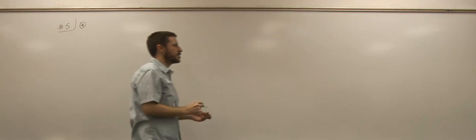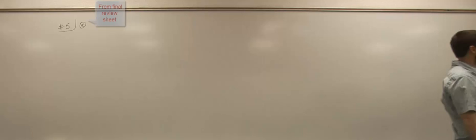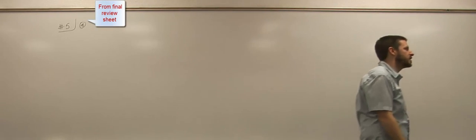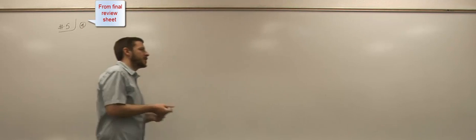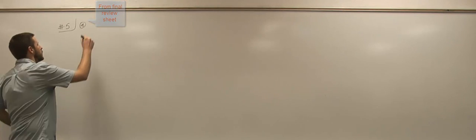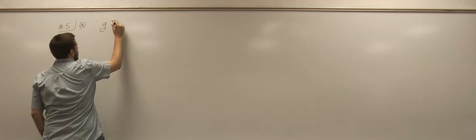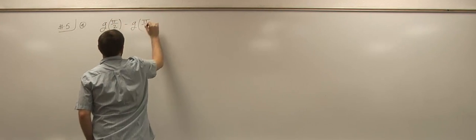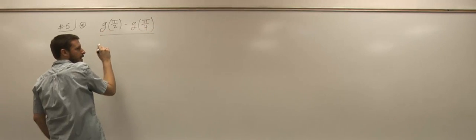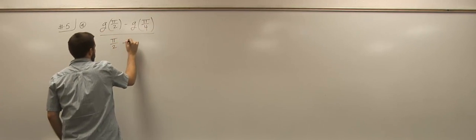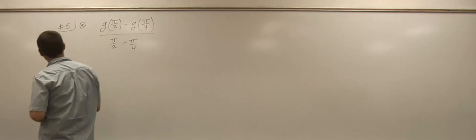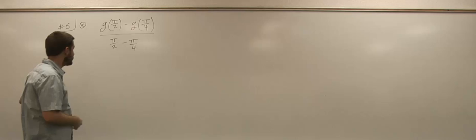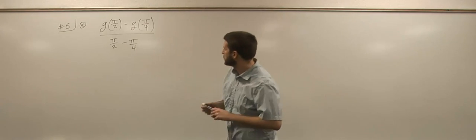So I give you a bunch of functions. f of x equals 4 sine x, g of x equals cos 4x, and h of x equals tangent inverse of x. And I want you to calculate g of pi over 2 minus g of pi over 4, divided by pi over 2 minus pi over 4. So how do we do this?